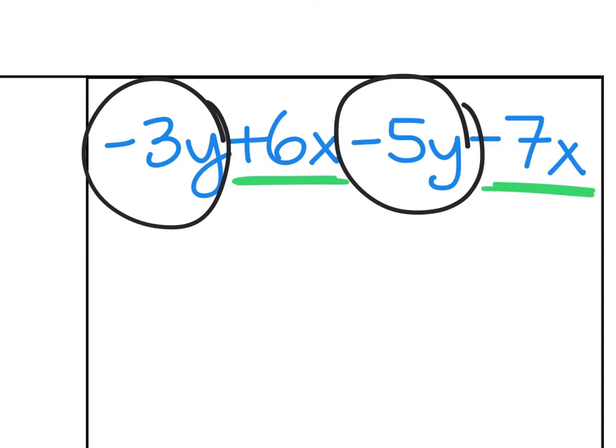Now we're going to add these up. Let's do the ones that are circled in black first. Negative 3 minus 5. If you use your number line, you start at negative 3. You go down 5 more. Where do I end up, guys? Negative 8. And then add on your y. So 6 minus 7 is negative 1, so it's negative 1x.